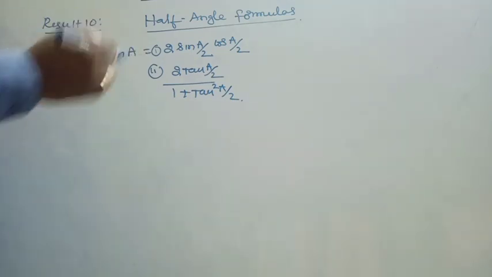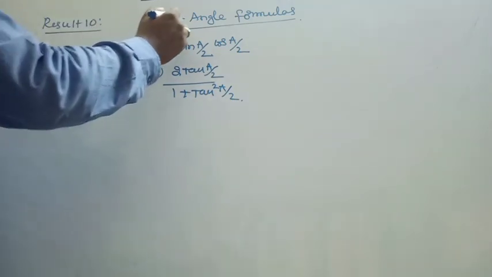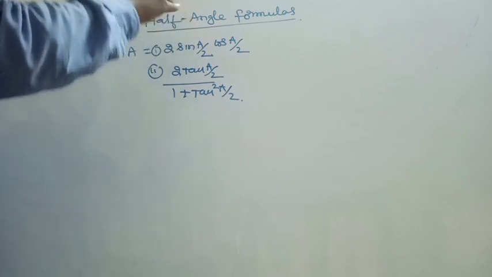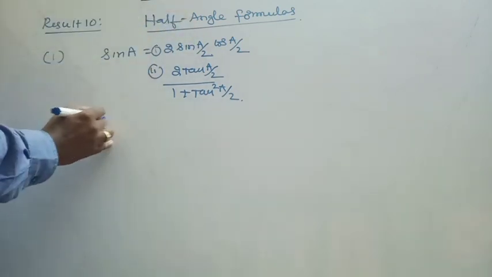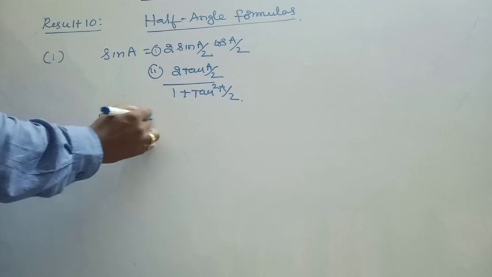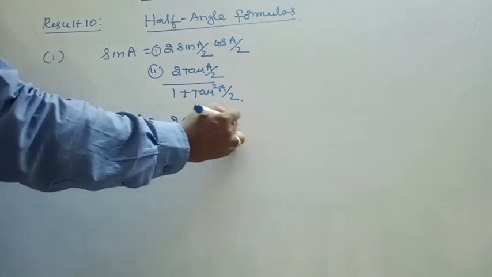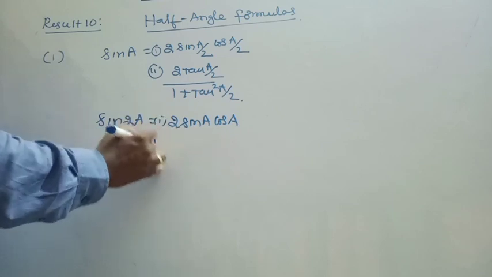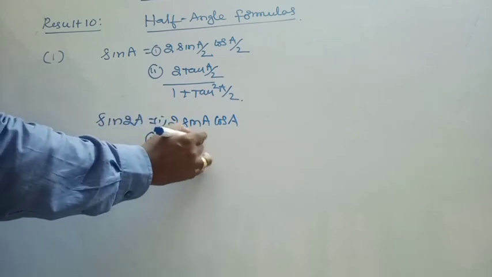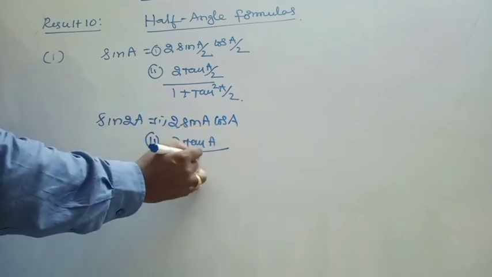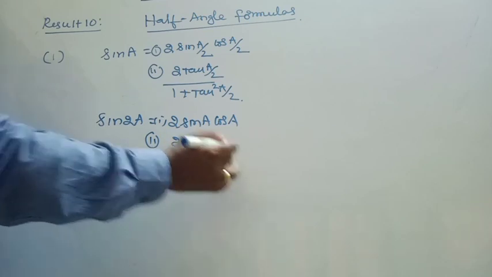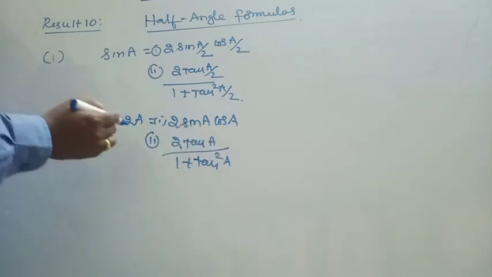See, this is very simple my dear students. As the name indicates, we need to take half of the angle. Actually we know that sin 2A equals 2 sin A cos A, and that is one formula, and the second formula is nothing but 2 tan A by 1 plus tan square A. In this you need to take half of the angle.